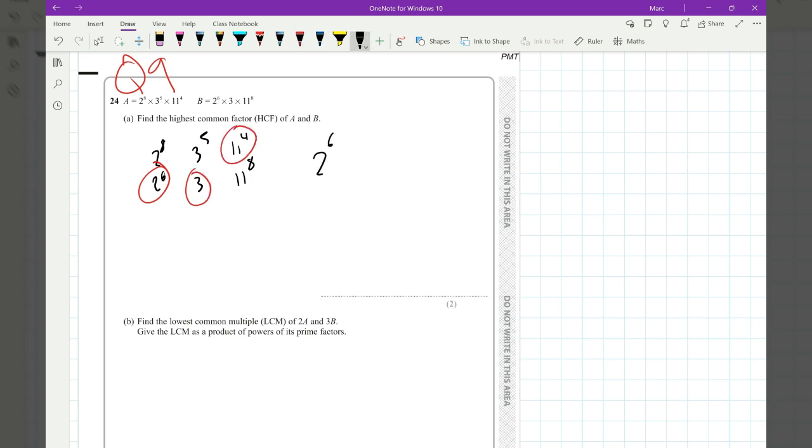So 2 to the 6 times by 3 times by 11 to the 4 doesn't give us a format for the number. So I'm going to put this in my calculator and see how big the number is. 2 to the 6 times by 3 times by 11 to the power of 4 is 2,811,072. And we'll leave it like that.